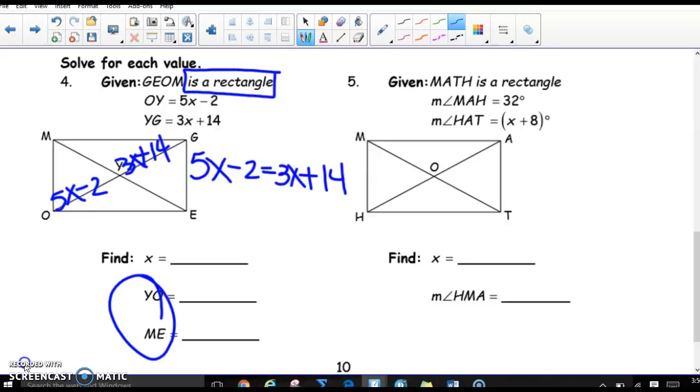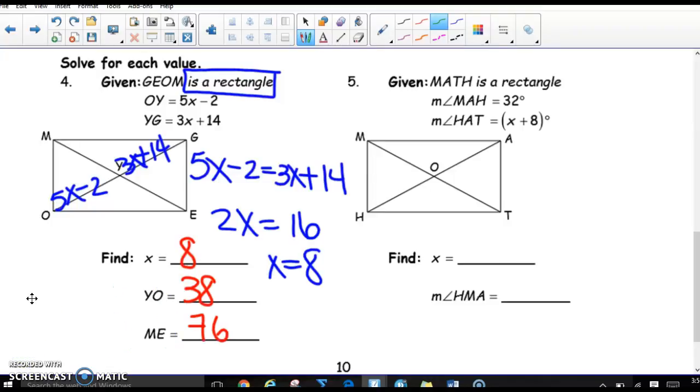Pause this first. How'd you do? I was able to get that YO is 38 because that's this segment right here. And I was able to get ME is 76 because even though ME is this diagonal that's not given to us, I do know that the diagonals are congruent. So 38 doubled would be OG, so that must be the same as ME.